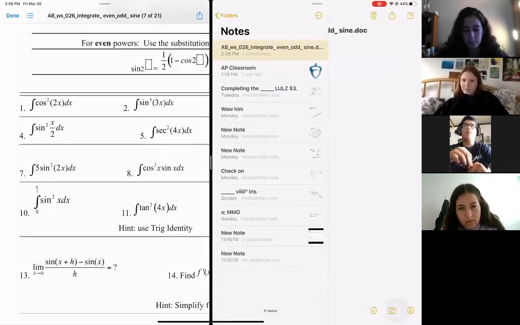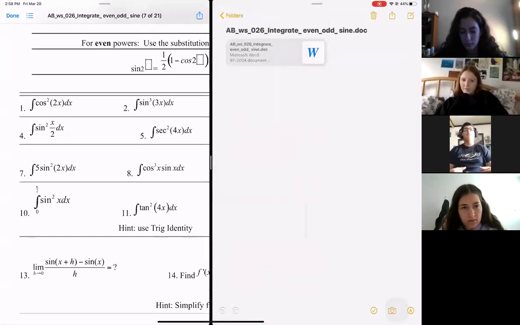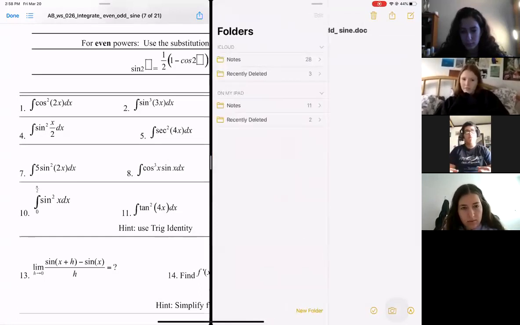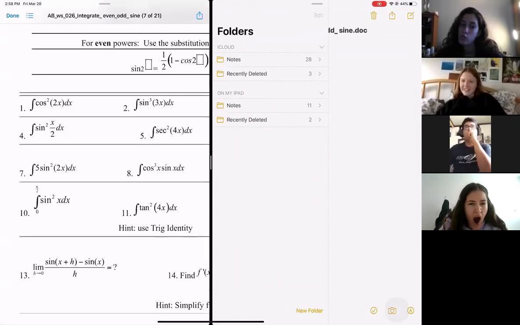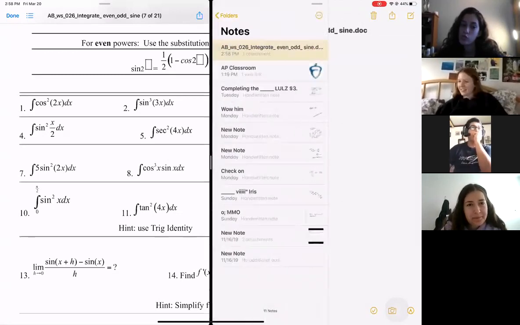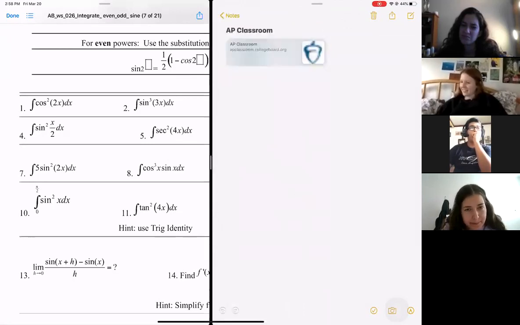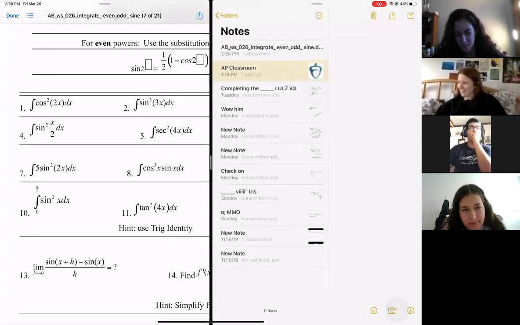Never mind. Okay, you look at problem number 1. You notice on problem number 1, that's a squared. Problem number 2 is a cubed. Problem number 4 is a squared. Problem number 5, is that sine or cosine? It is not sine or cosine. So because it's not sine or cosine, it won't work.